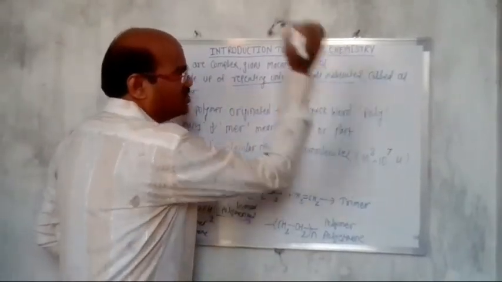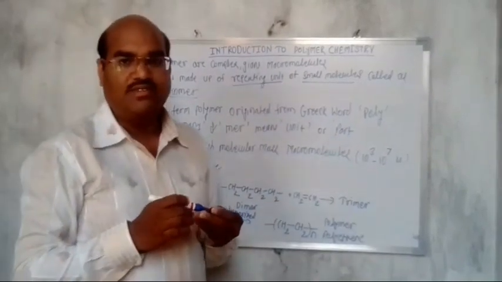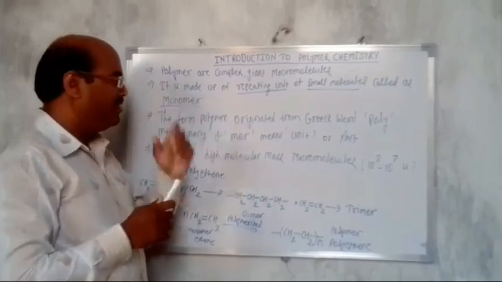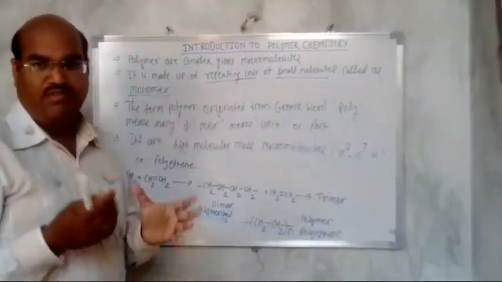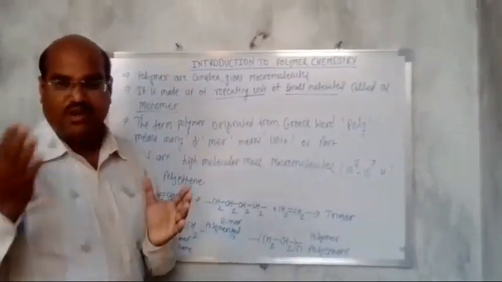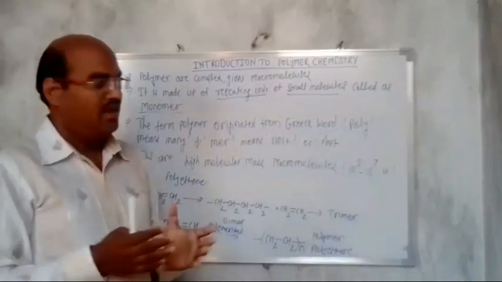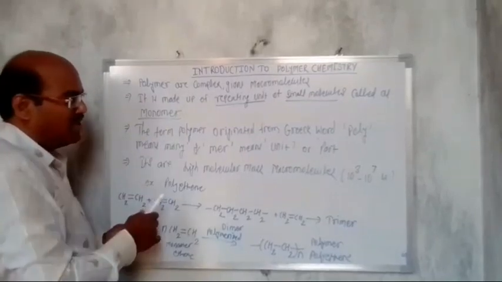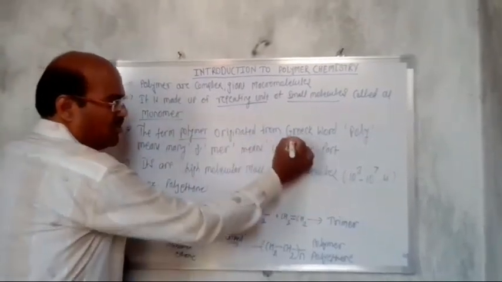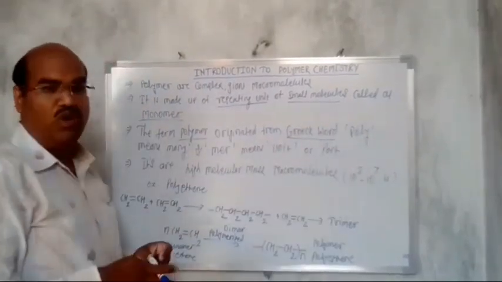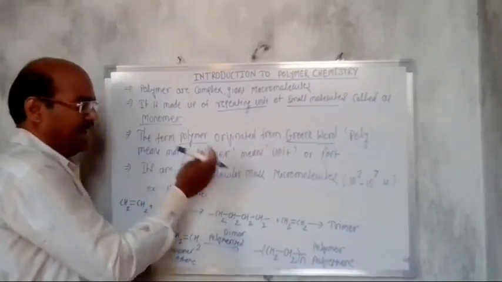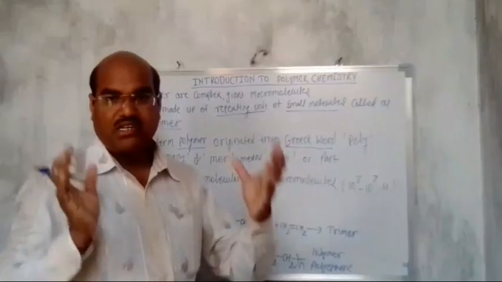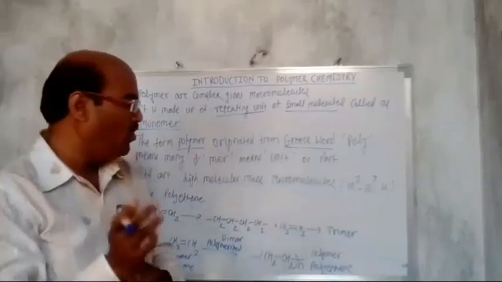The repeating unit of small molecule is called the monomer. Whenever the repeating units are combined, it forms a polymer. The term polymer originated from the Greek words poly and mer. Poly means many and mer means unit or part. Whenever many parts are combined, it forms a polymer.